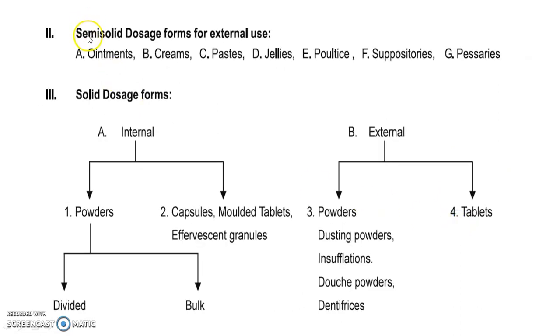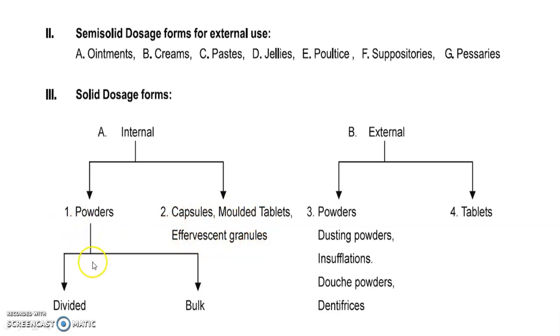The second class is the semi-solid dosage form, which is for external use: ointments, creams, pastes, jellies, poultices, suppositories and pessaries. Solid dosage forms are of internal and external types. In internal, the first is powder, and the second is capsules, molded tablets, and effervescent granules.